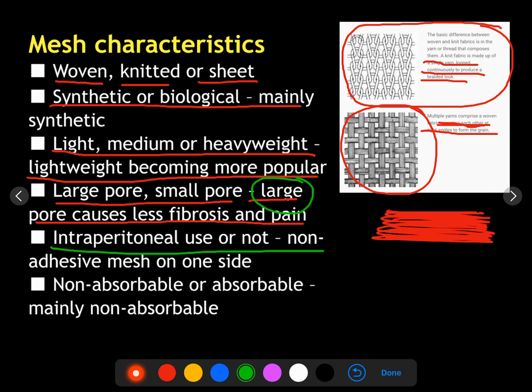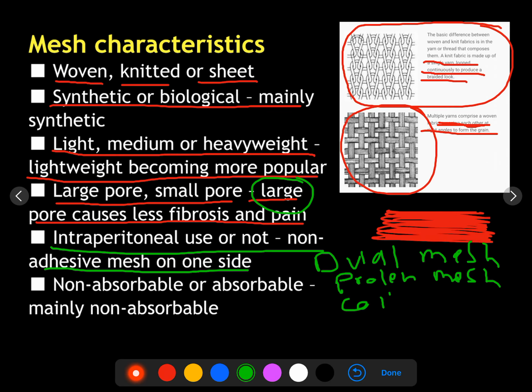Intraperitoneal use or not. Non-adhesive mesh on one side، هاي يسموها dual mesh، نستخدمها باللابراسكوب اكثر شيء. يعني جهة تكون اللي هو البوليبروبايلين مش، والجهة الثانية يصير كولاجين مش، اللي هو حتى الباول ما يصير بيها adhesion. الأخيرا هو non-absorbable low absorbable. Mainly it is non-absorbable. These are the characteristics of the mesh which is used in our practice.